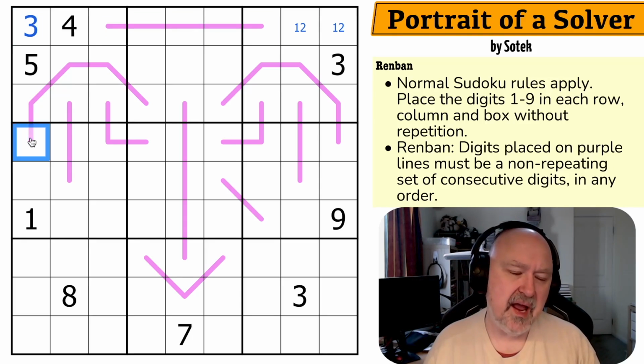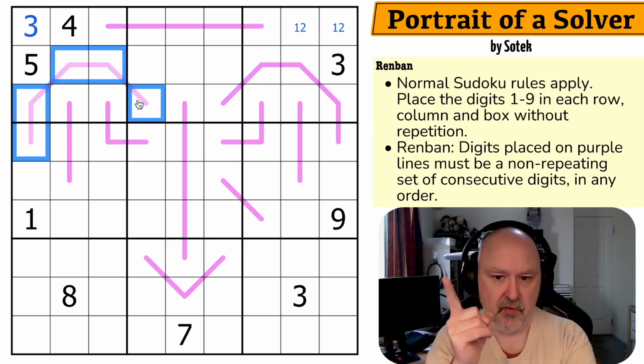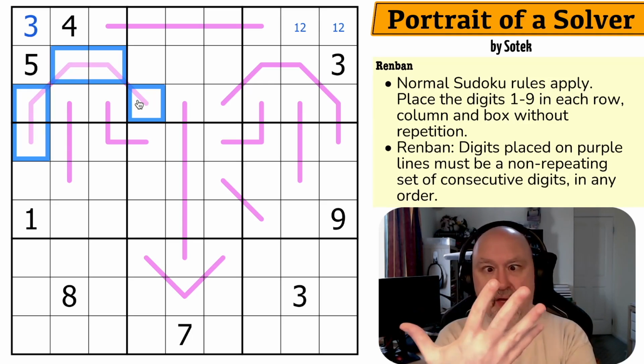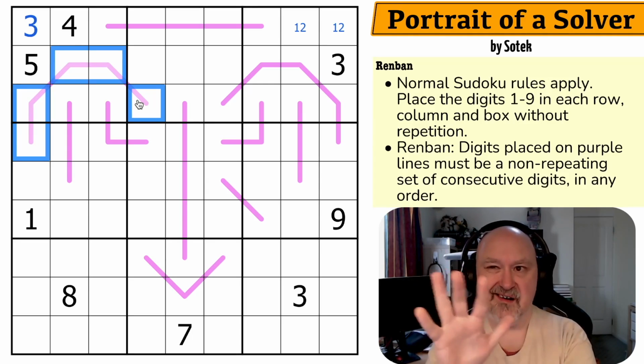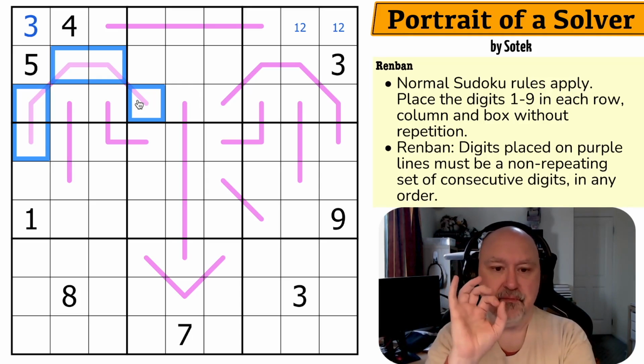Now, any 5-cell long Renban line must have a 5 on it. Because if you think about it, 1, 2, 3, 4, 5 has a 5 on it. If I start at 9 and go down, 9, 8, 7, 6, 5, I've got a 5 on it. So you must always have a 5.